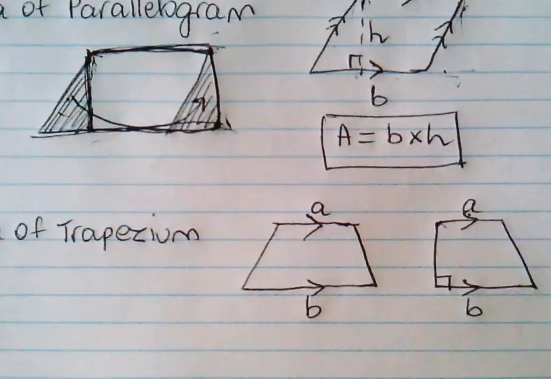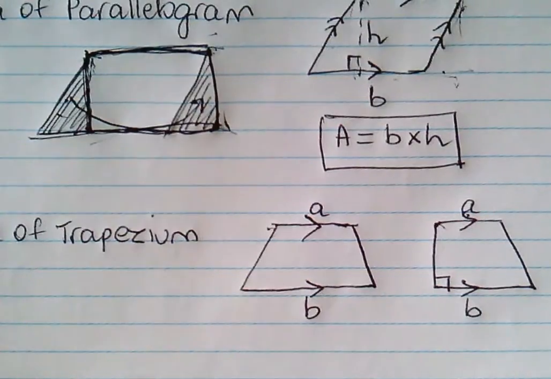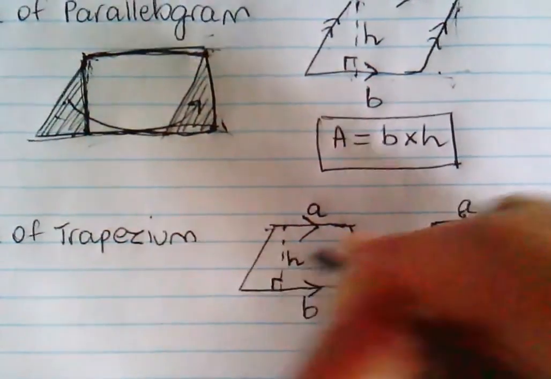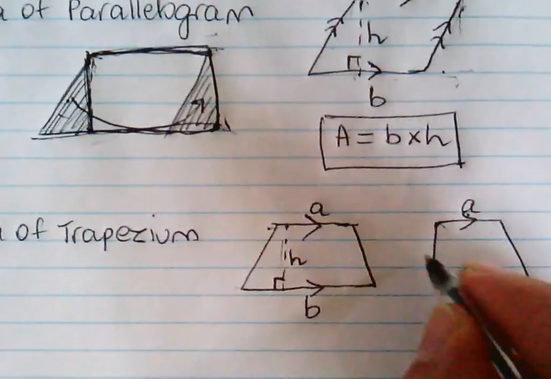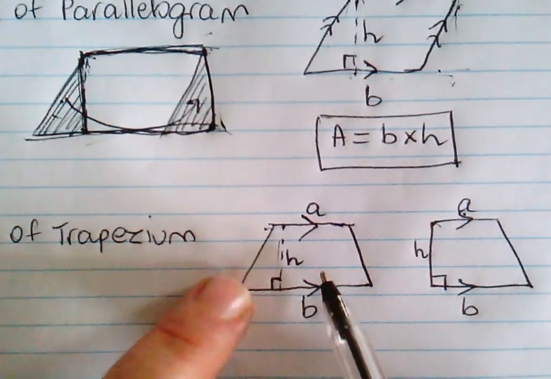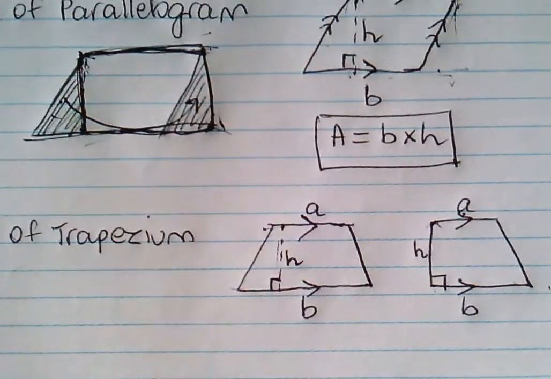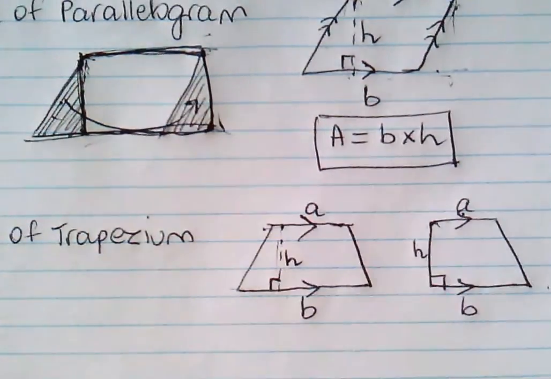So, girls, there are 2 types of trapeziums. You've got one pair of parallel sides. That's a trapezium. And the height is always the perpendicular height at right angles to the base. So that's called an ordinary trapezium. This is called a right trapezium. So a trapezium has one pair of parallel sides only, and you'll have a perpendicular height there.